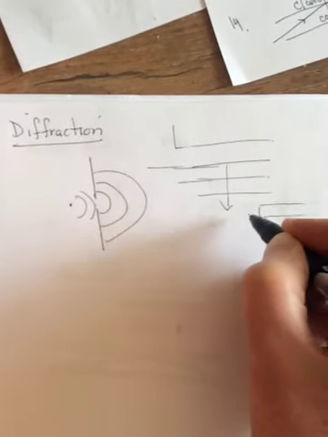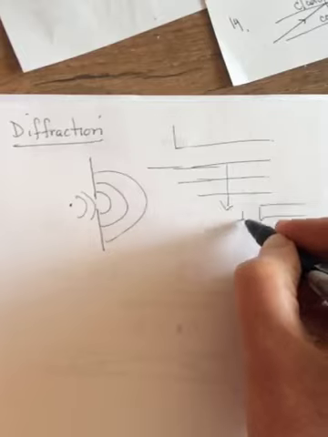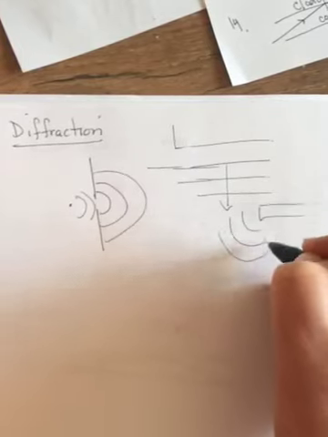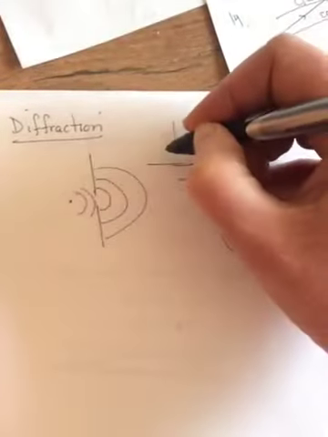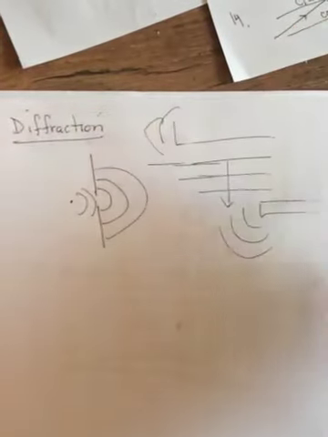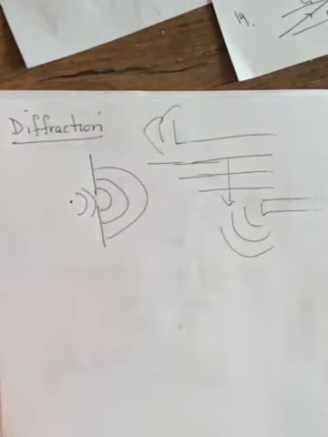Let me make them travel this way, and then maybe I can. So if I put the edge here, as they're coming here, they're going to curve this way around this edge, almost as if the edge is a source itself. So let me see. Yeah, there we go. I can do it backwards. Sorry, that was just upside down for me.